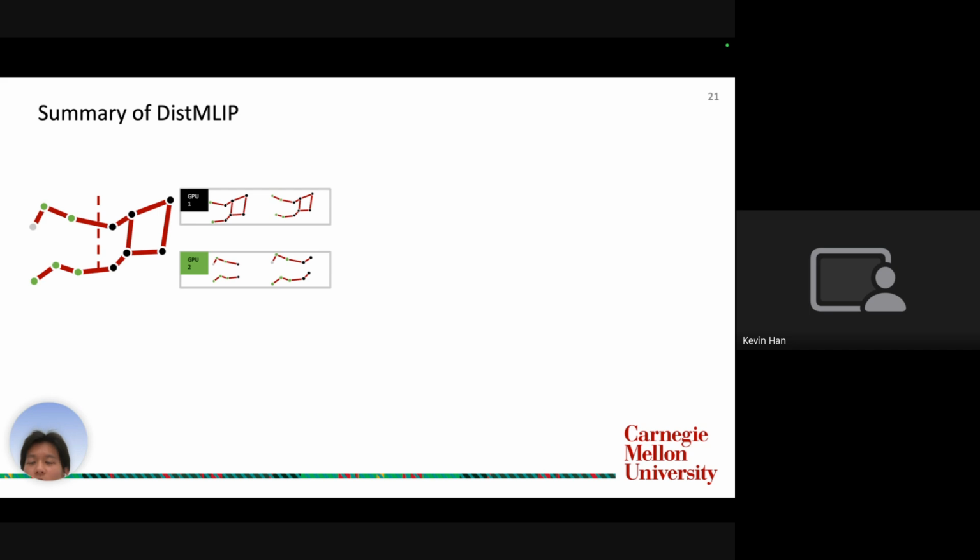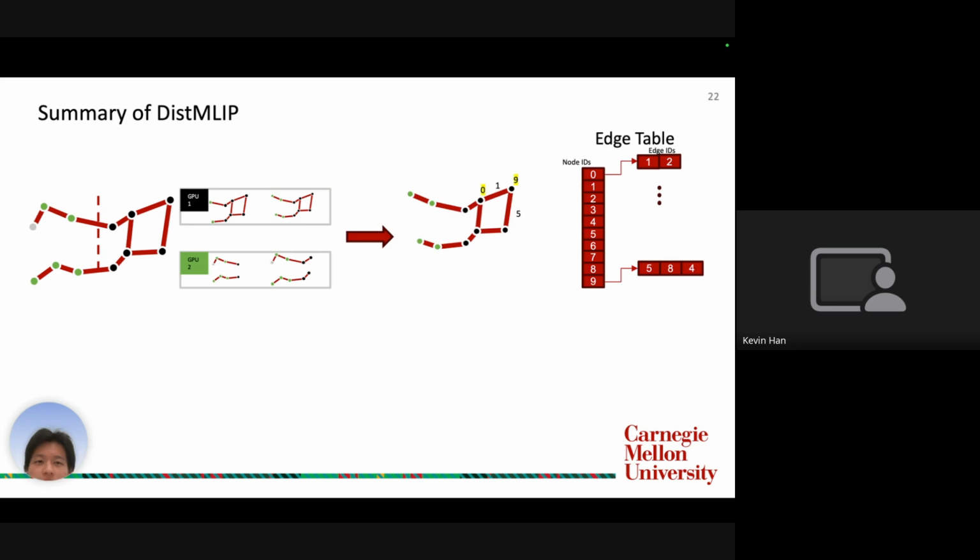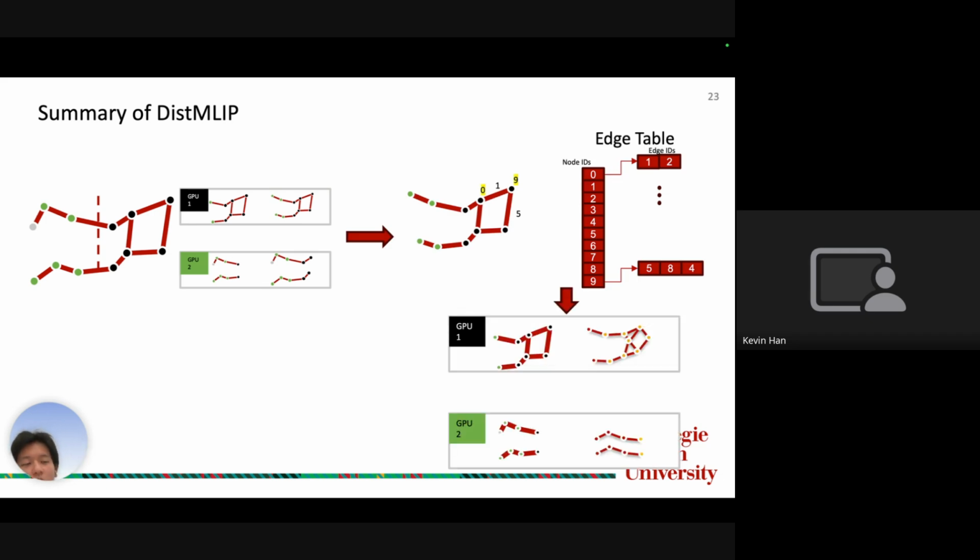So in summary, we perform this expansion and this partitioning. We create this edge table, which allows for highly parallelized reads and writes. The edge table is really only used to construct this 3-body graph. If anyone has any questions on this, I can definitely talk about it later.